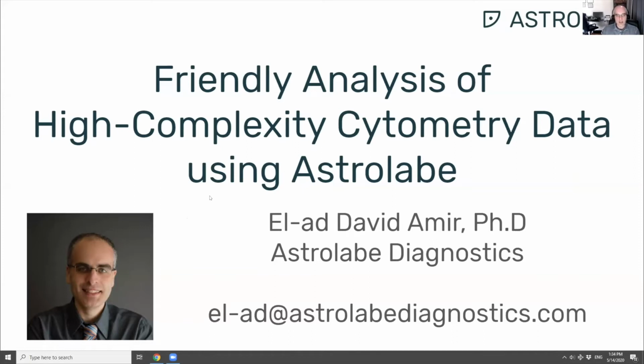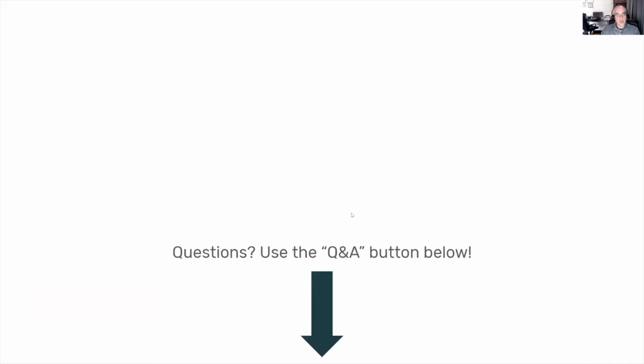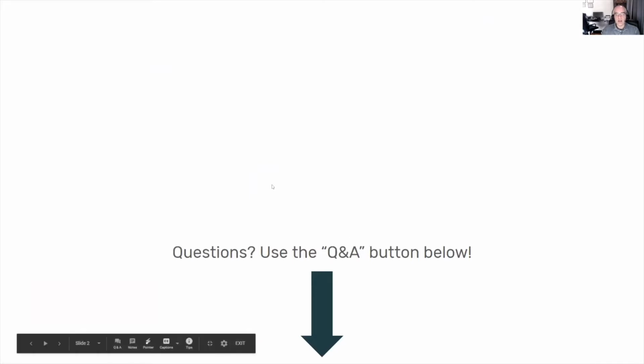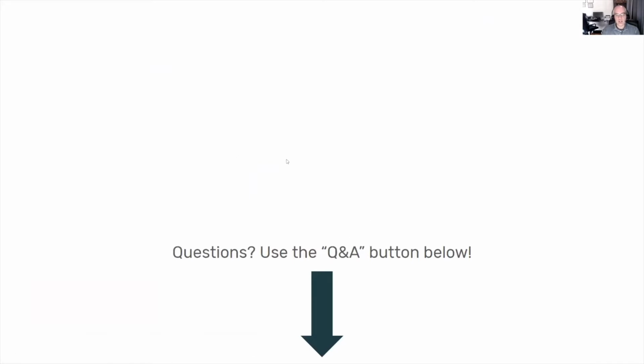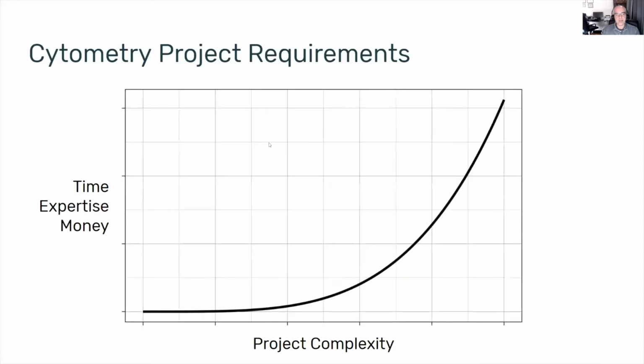And I'm going to talk about a cytometry analysis platform that we developed here in Astrolabe. And I think that David Brooks actually gave a pretty good introduction on the motivation here, especially in the context of instruments such as the CyTOF, the Cytek Aurora, the Symphony. So just a reminder that if you have any questions, use the Q&A button below or use the chat, and I'll do my best to answer all of them at the end.